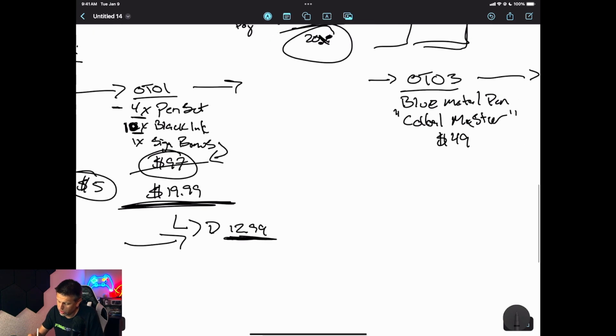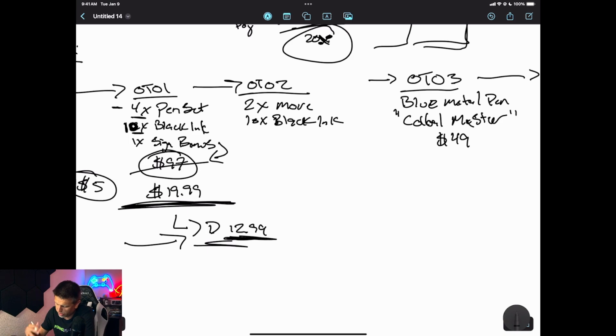OTO number 2, usually what I would do is just have this. You could do the downsell if you want, but I usually have it, and I would just say, add 2 more. Literally just add 2 more. Same offer, 10x black ink, whatever, and if you want to do a bonus, usually I just left it at that because I don't want to spend more time building all that out.